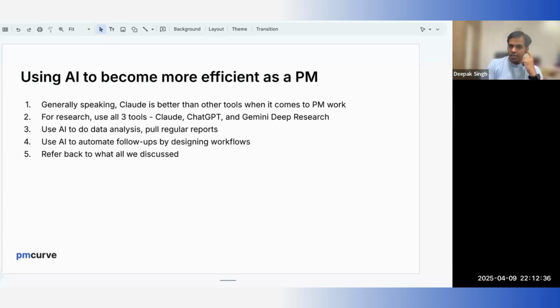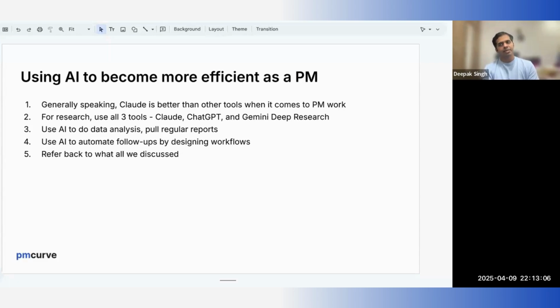So if you're using AI to become a more efficient PM, just some rules of thumb: generally speaking, Claude is better than other tools when it comes to PM work. In fact, Claude is much better for coding. Claude is also good at PM work. For knowledge workers, Claude is better in terms of performance, and it's also very concise and clear. So definitely give Claude a try if you have not already, and then decide for yourself whether you want to keep using Claude or use other tools.